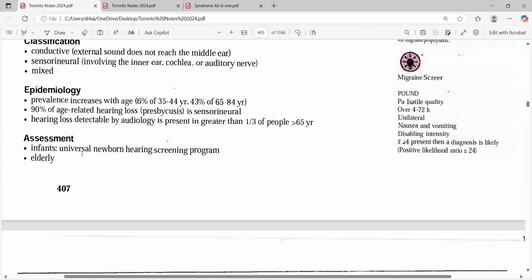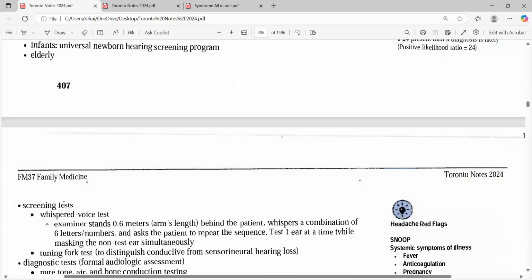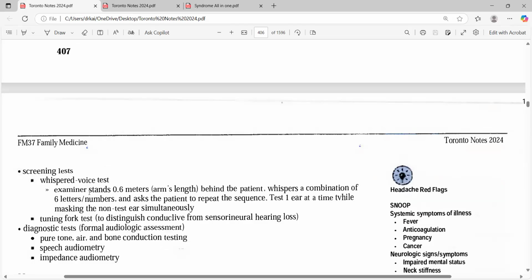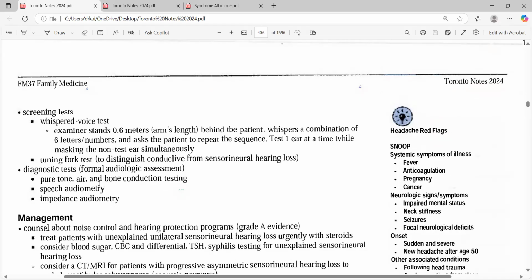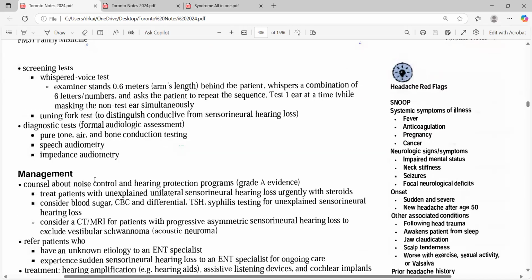Then for infants, the universal newborn hearing screening program is there. Then for elderly people, we do this. What I was talking about, the screening test is the whisper voice test in older people. Then the tuning fork test and all of that. Then the diagnostic tests are conduction tests, audiometry, looking for all of those. Then you're going to start with counseling, checking for whatever the causes are, and treating those causes.